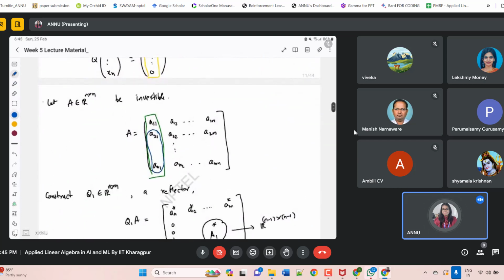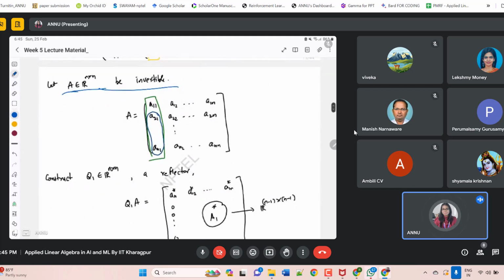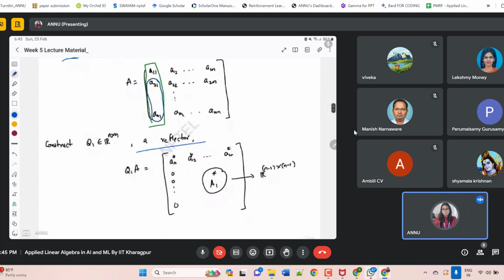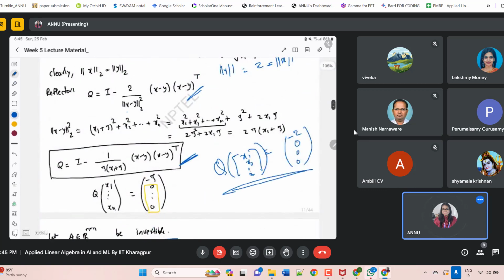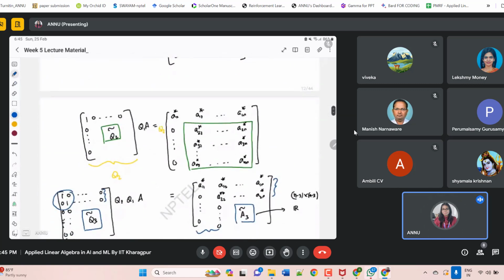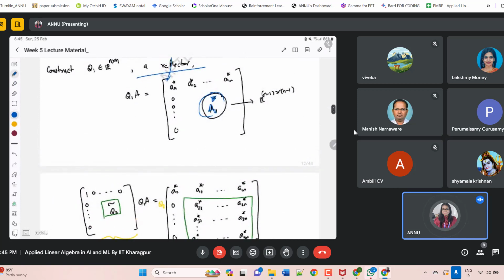If we see this, A belonging to n cross n is an invertible matrix, this is the A matrix. So we have to construct Q belonging to n cross n, a reflector. Then what should Q1 of A be? You want Q1 of A to have 0 here, and some matrix will be there, A1 transpose. I'm converting this particular thing to this particular thing using this operation. If you convert that, that will give you some matrix Q1 A.